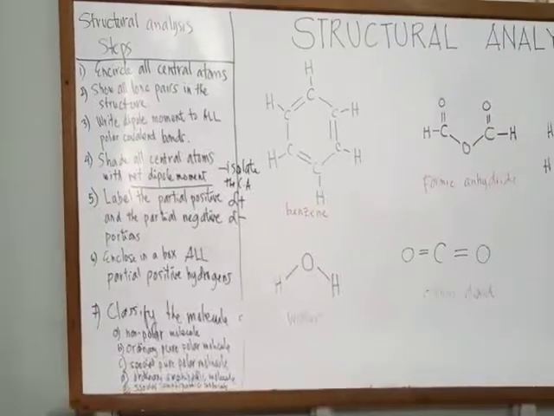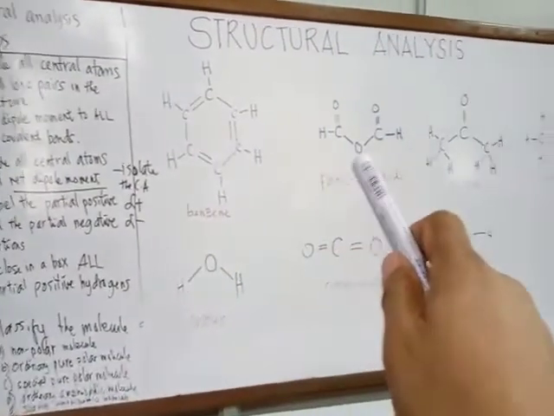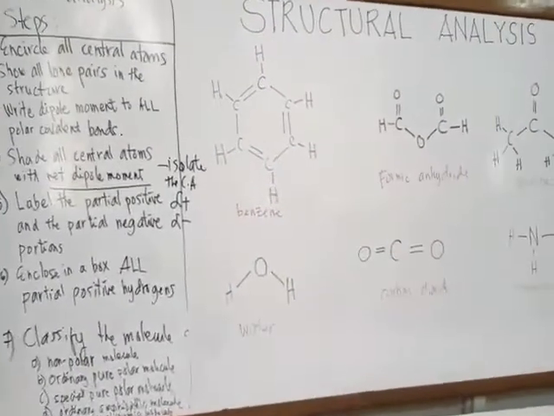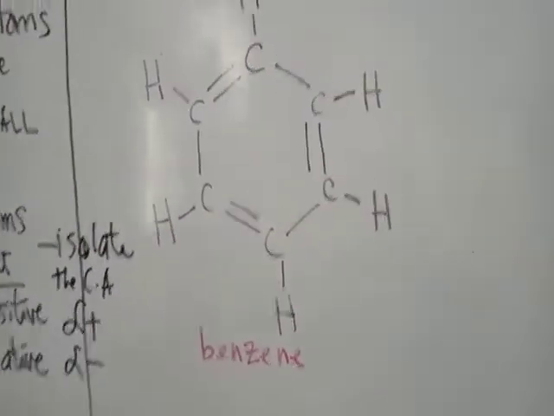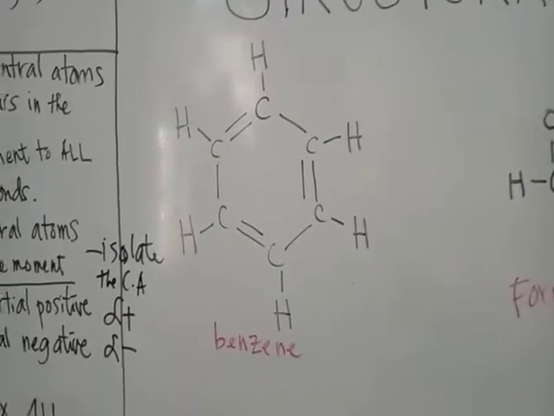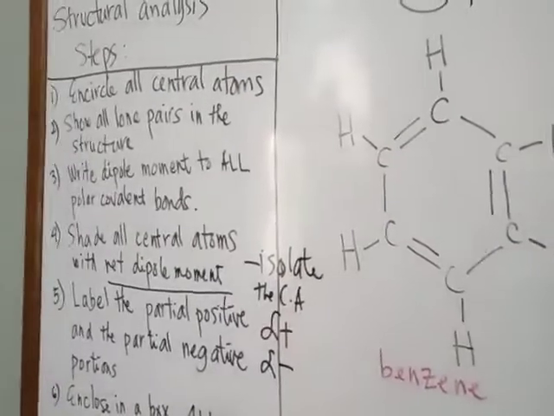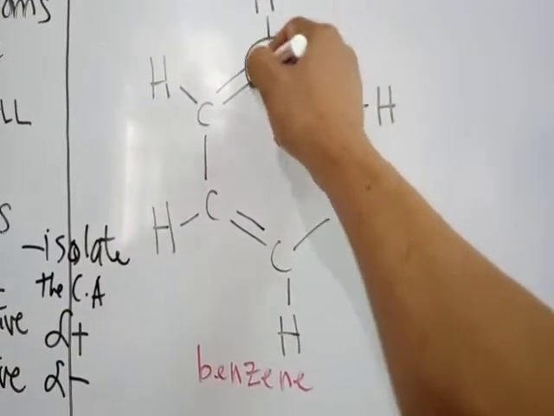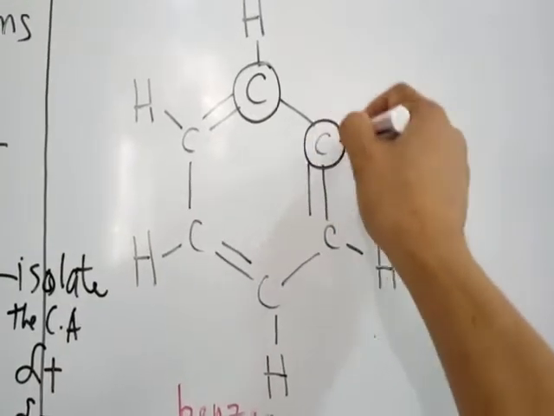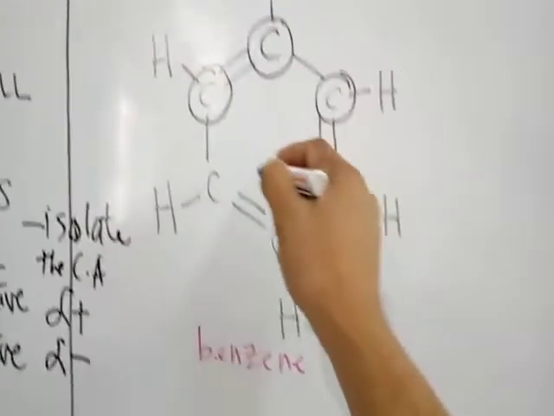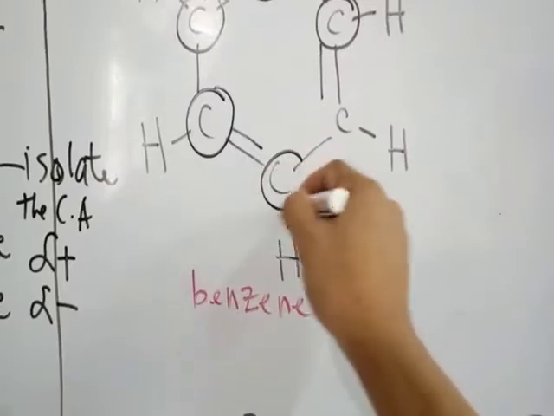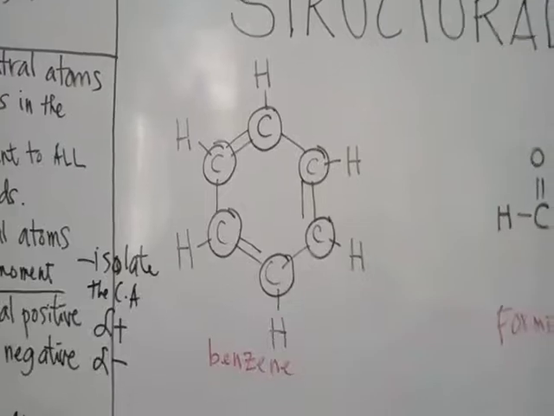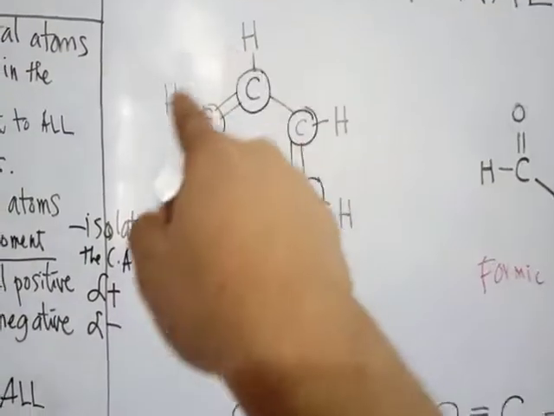Okay, so let's do structure analysis on these structures. Let's begin with number 1, benzene. First thing to do, encircle all central atoms. So this is one, this is another one, another one. Central atom, central atom. So we have 6 central atoms. The hydrogens are not central atoms.